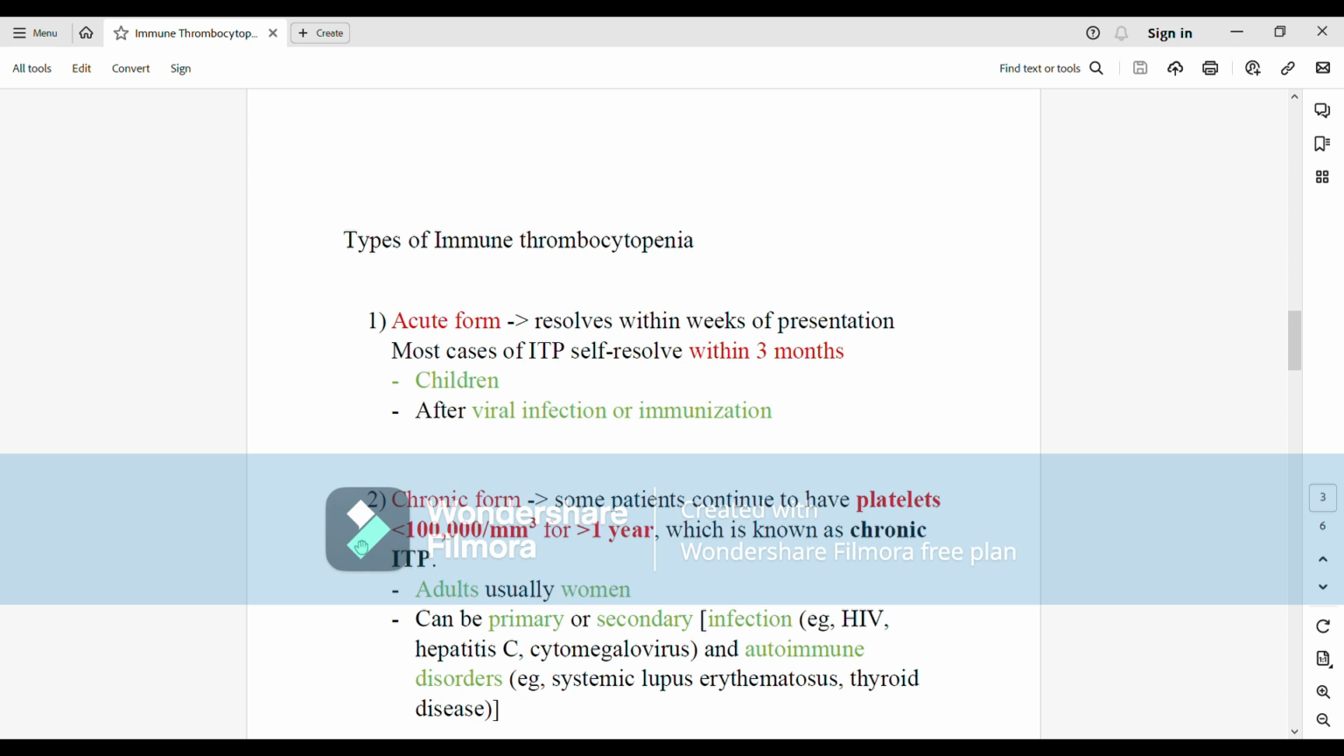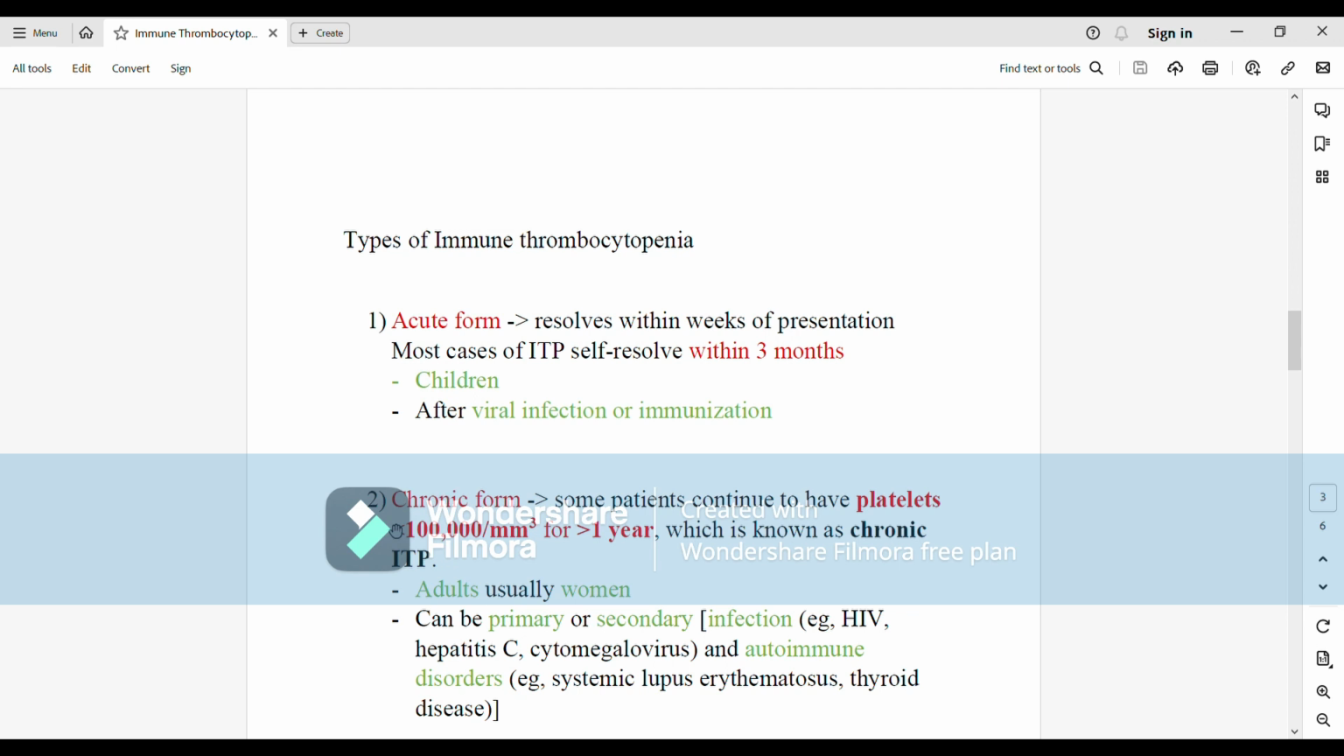The acute form is basically present in children and it happens after some viral infection or immunization, and that can trigger the spleen to make these antibodies, and that can cause this acute form of the disease which will itself resolve within a few weeks.